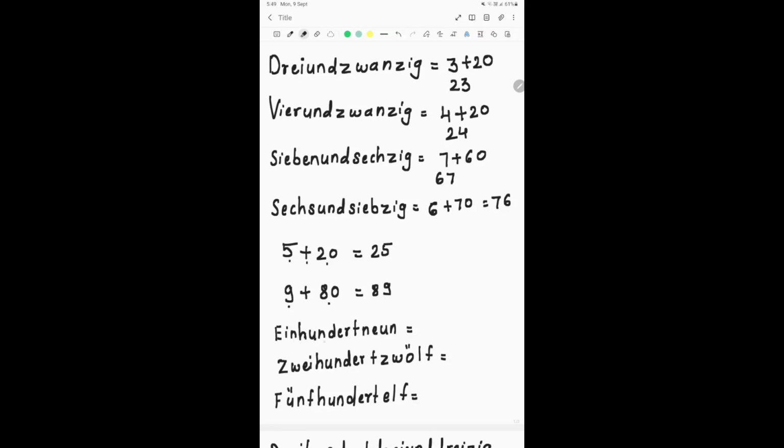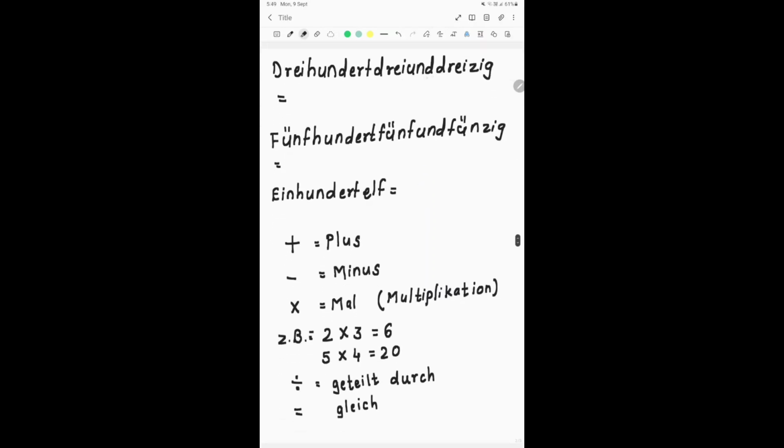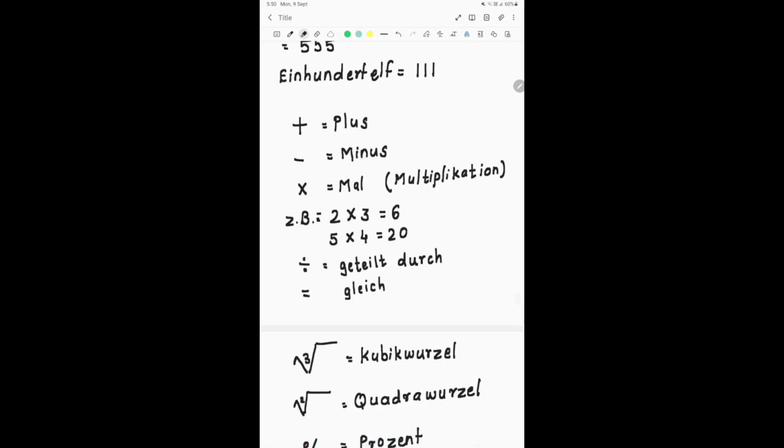Then three-digit numbers. 109. 212. 511. 333. 555. 111. Now we will discuss the basic numeric symbols.